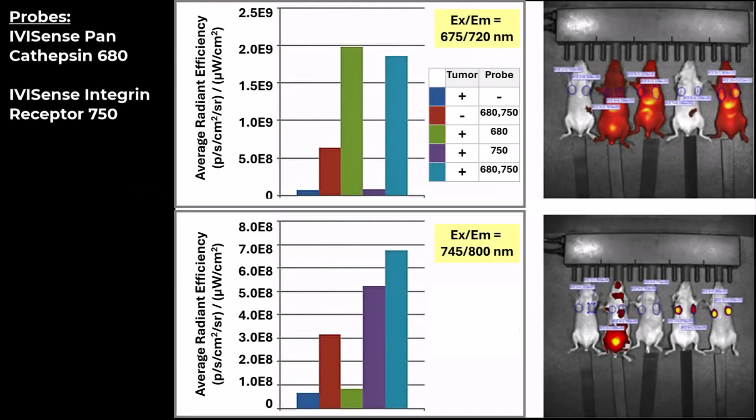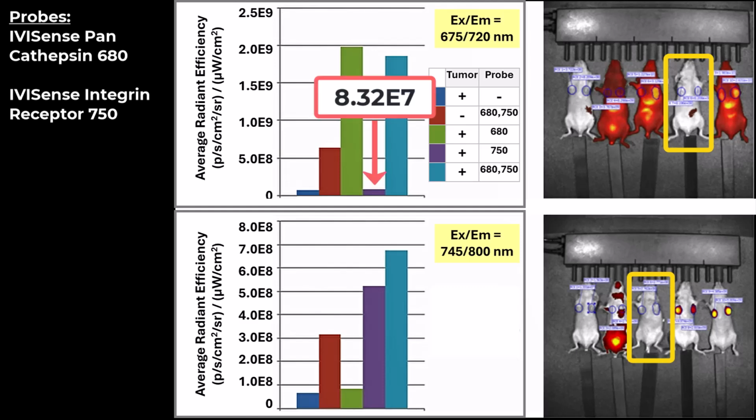We can look at mouse 3 and 4 to determine if there is any bleed-through of signal from the 680 probe into the 750 filters and vice versa. In this example, neither probe shows a significant amount of bleed-through. This result was expected as the two probes are separated by at least 70 nanometers.